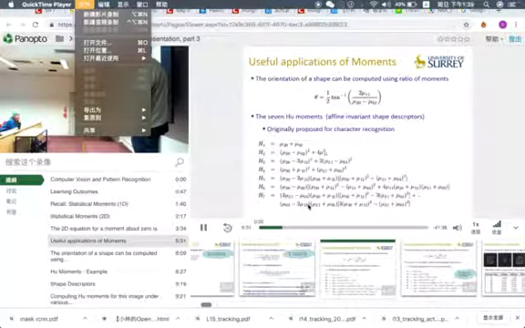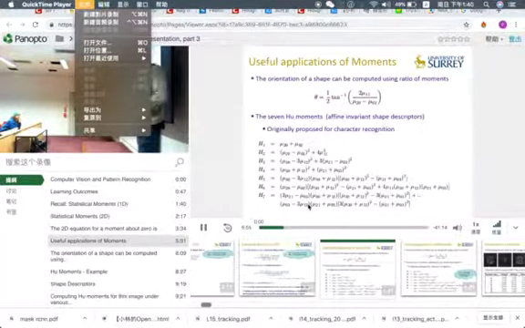Who remembers what affine invariant means? What is an affine transform? Right, so an affine transform is a rotation, a scaling, a translation of an image or a shape, let's say. So if we say a descriptor is affine invariant, it means if I take my shape, I rotate it, I scale it up, I shift it around, it's still going to give me the same descriptor if it's an affine invariant descriptor.